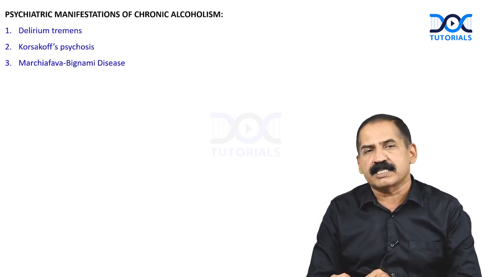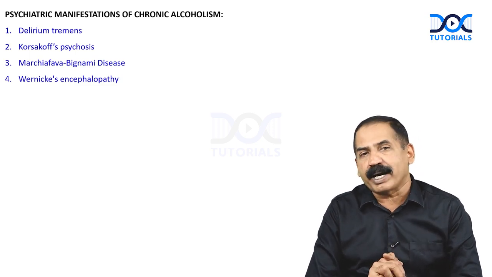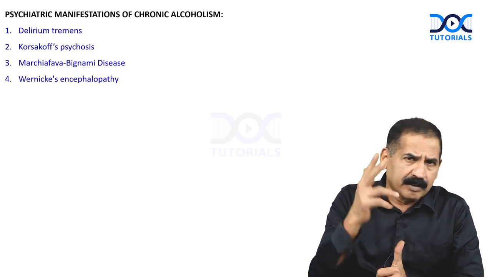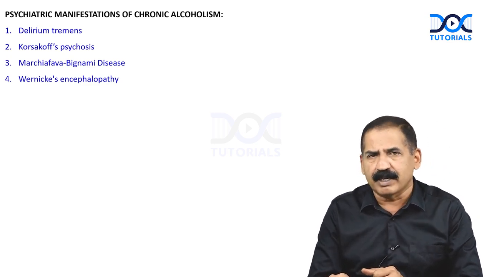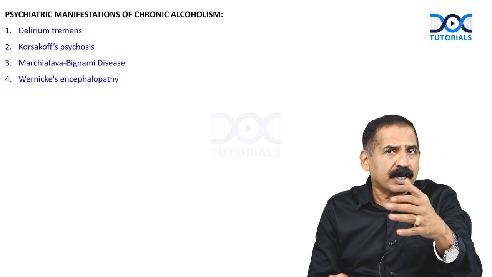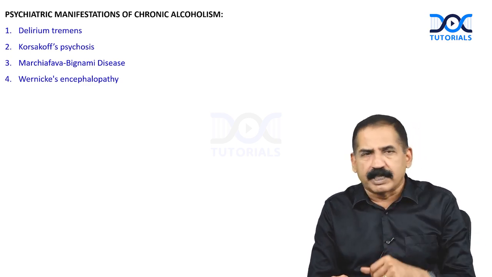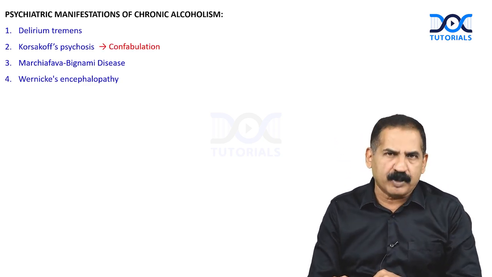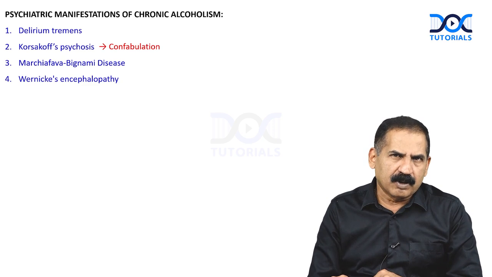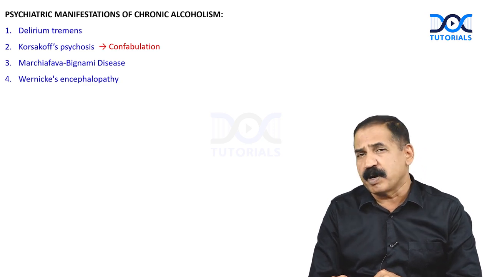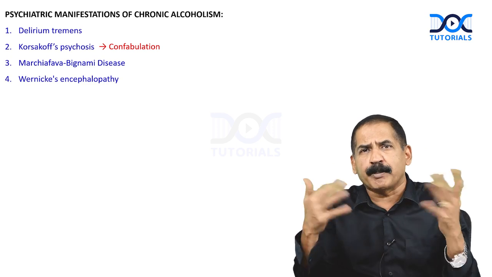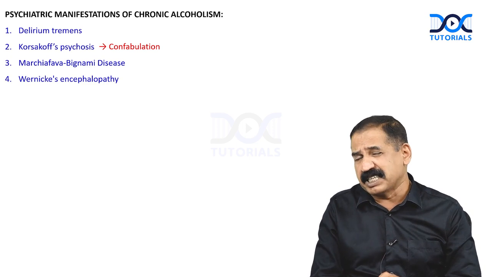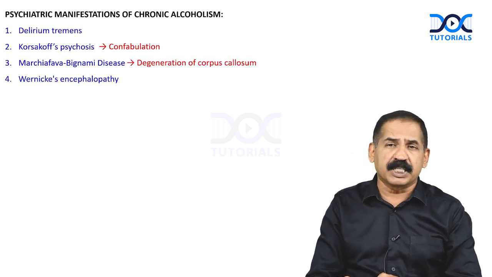Number 3, Marchiafava-Bignami disease, and number 4, Wernicke's encephalopathy. Already I mentioned delirium tremens; there will be delirium along with it, and I told you the reasons, the withdrawal of alcohol. Korsakoff psychosis is usually associated with confabulation, a pathological loss of memory where the person fills the gap with imaginary events. Marchiafava-Bignami disease is degeneration of the corpus callosum.